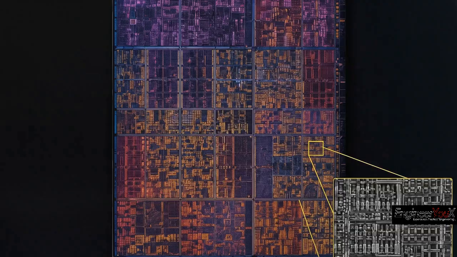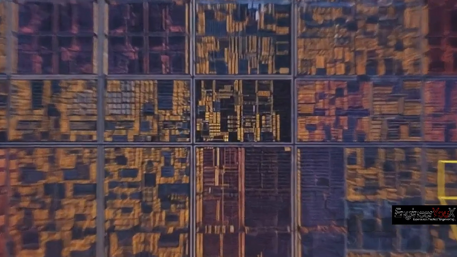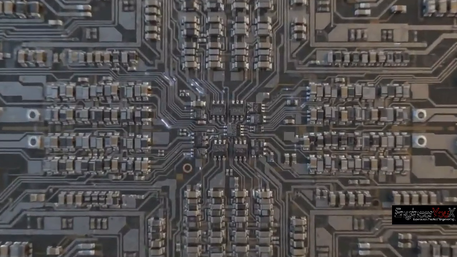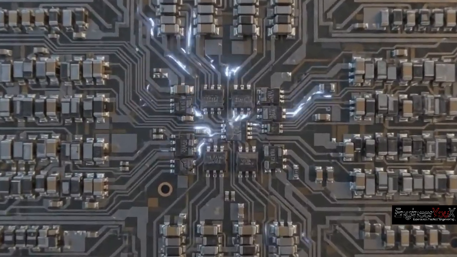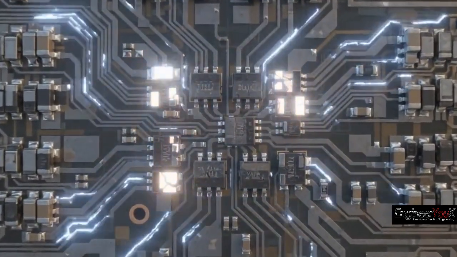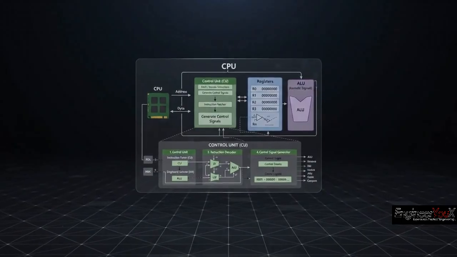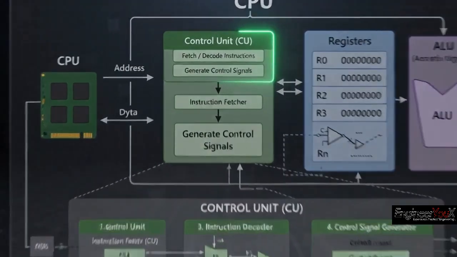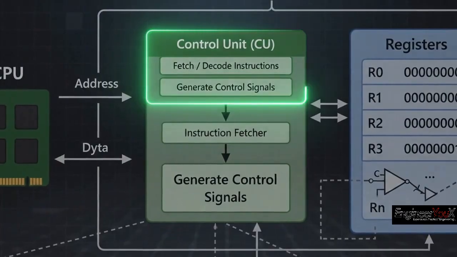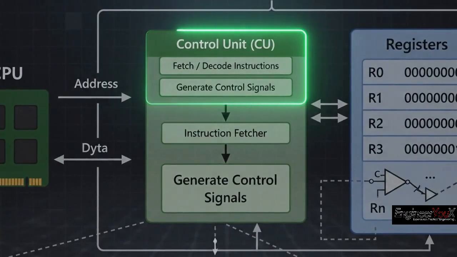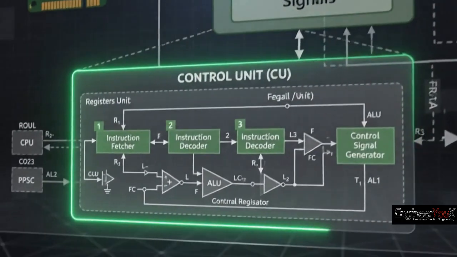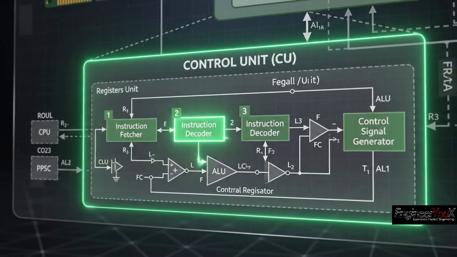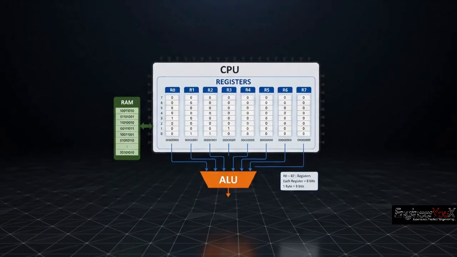So far, we have seen how the CPU stores data in registers and performs calculations using logic circuits. But who tells the CPU what operation to perform? This is the job of another important component inside the processor, the control unit. The control unit acts like the manager of the CPU. It doesn't perform calculations itself. Instead, it continuously fetches instructions from RAM, decodes them to understand what they mean, and sends control signals to the appropriate parts of the processor.